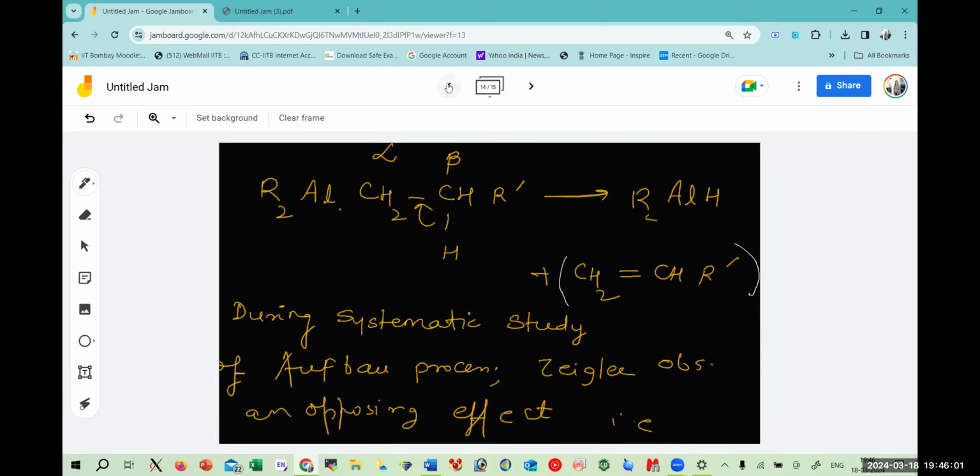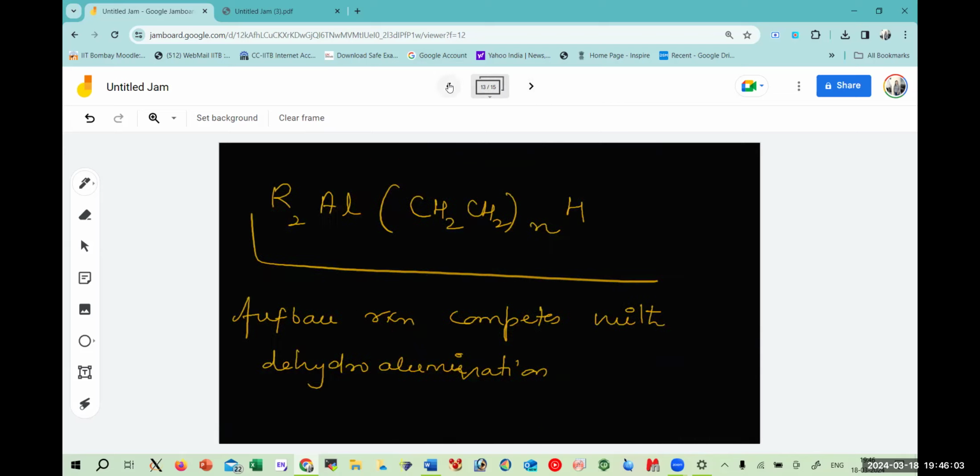So this was all about today's session where we discussed the Philips process, the Aufbau process, different types of polymers based on their density and their different processes.